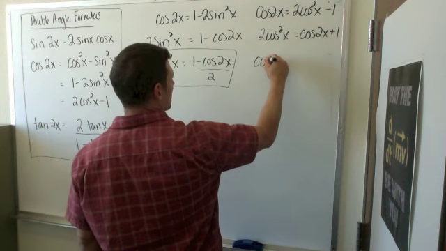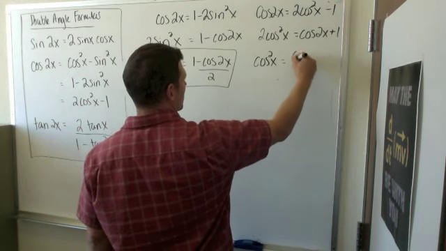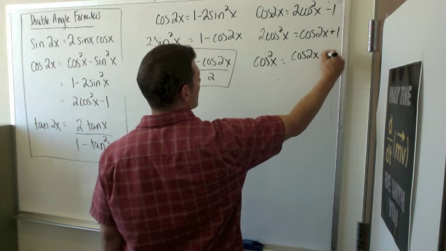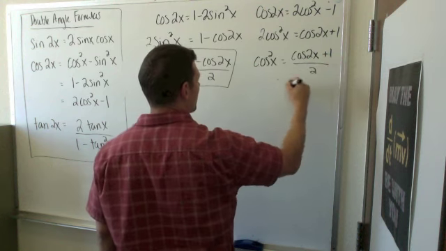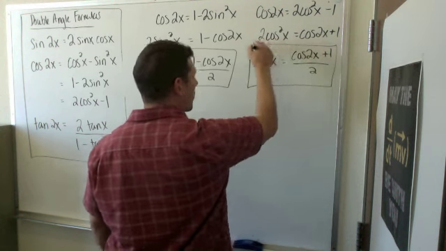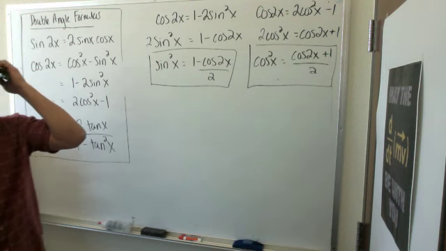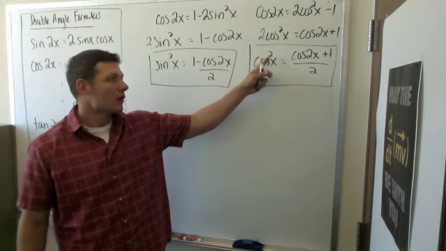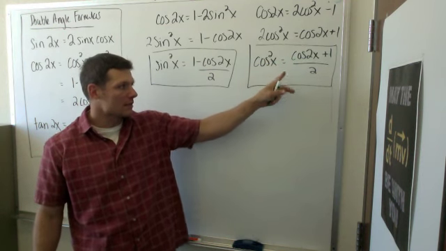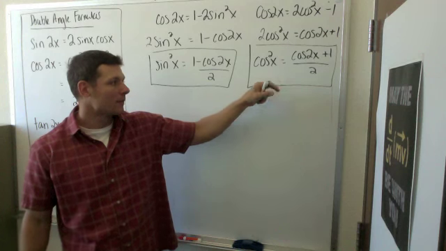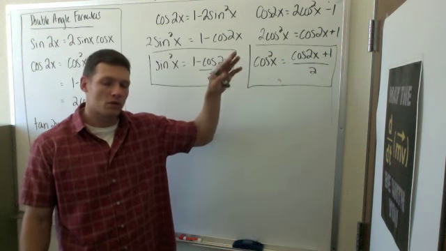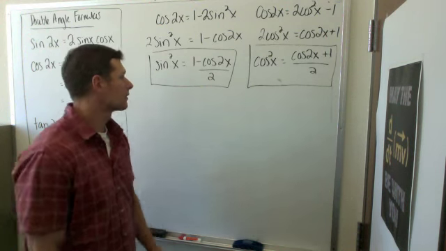I get cosine squared x equals cosine of 2x plus 1 divided by 2. Again, I'm lowering the power of cosine. I'm lowering it from a square to writing it in terms of cosine with no square. And that's kind of beneficial, not only in this class but also in a calculus type course.